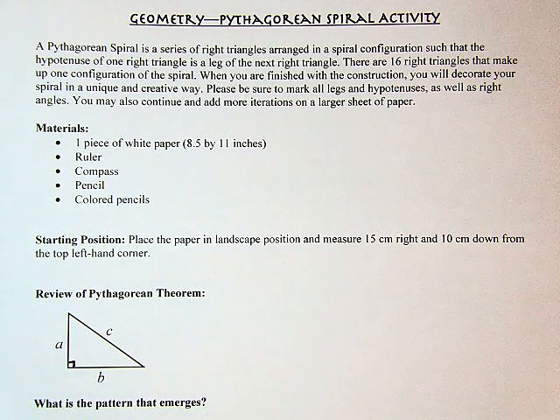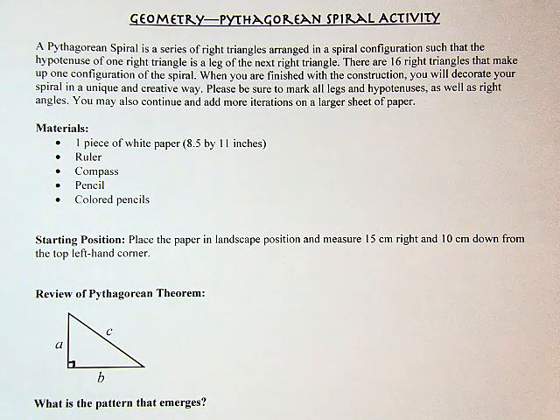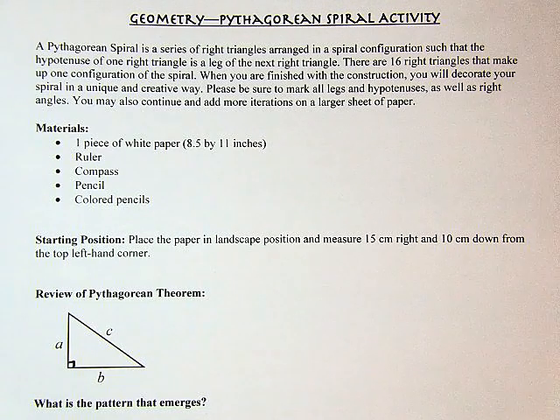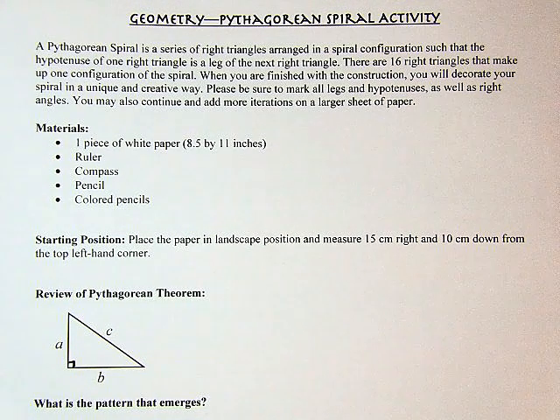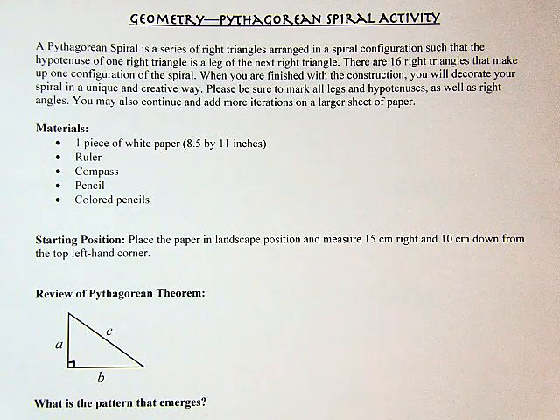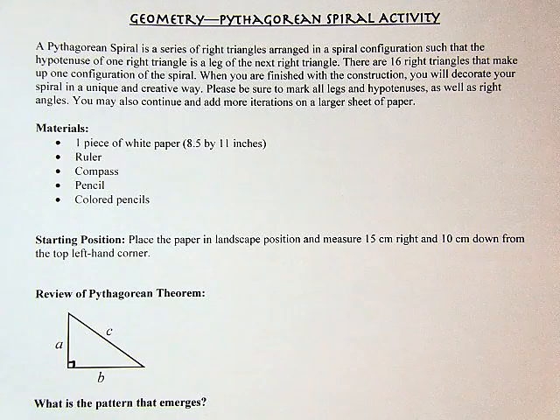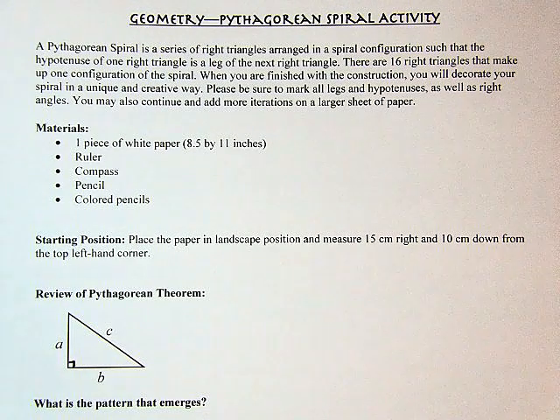All right, you guys, today we are taking on the Pythagorean spiral. A Pythagorean spiral is a series of right triangles that are arranged in a spiral configuration such that the hypotenuse of one right triangle is the leg of the next right triangle. There are 16 right triangles that make up one configuration of the spiral.